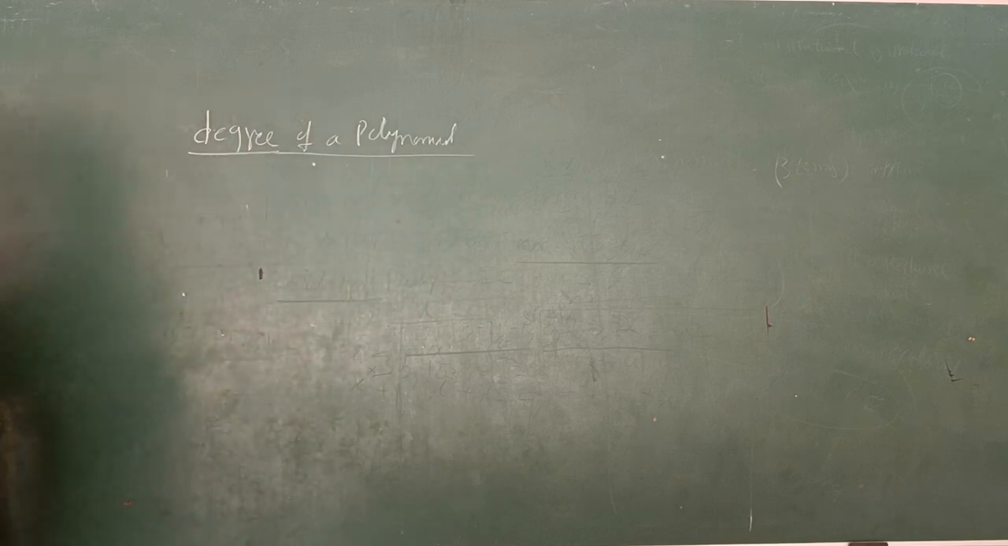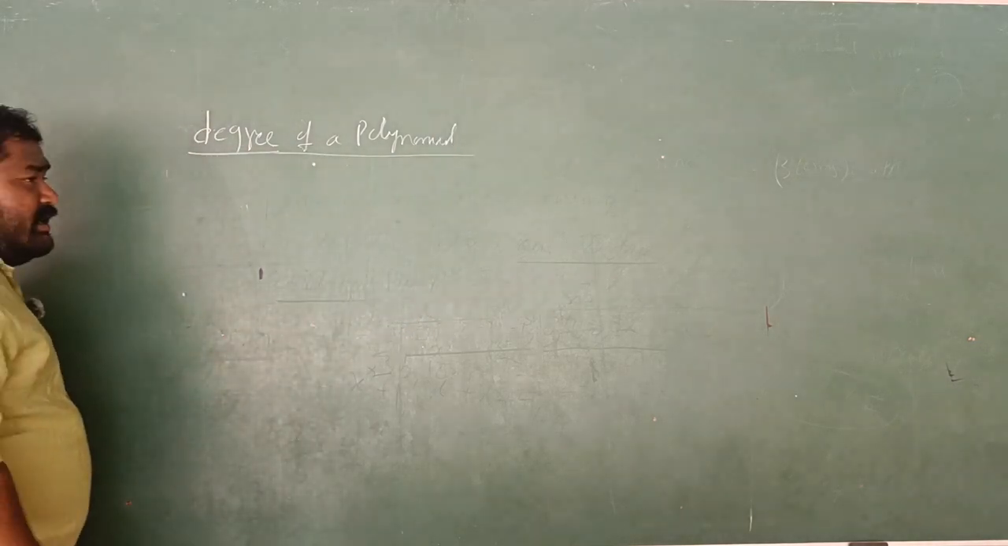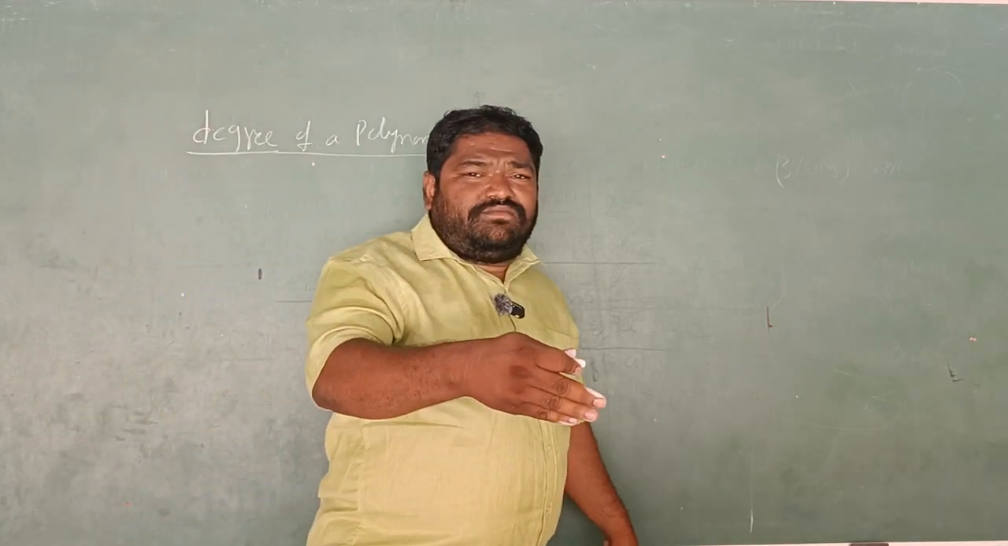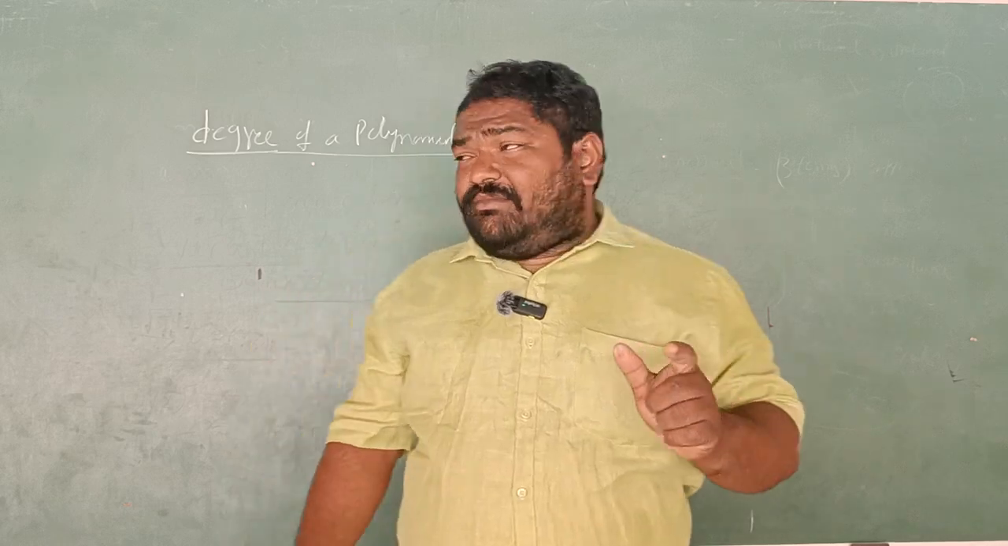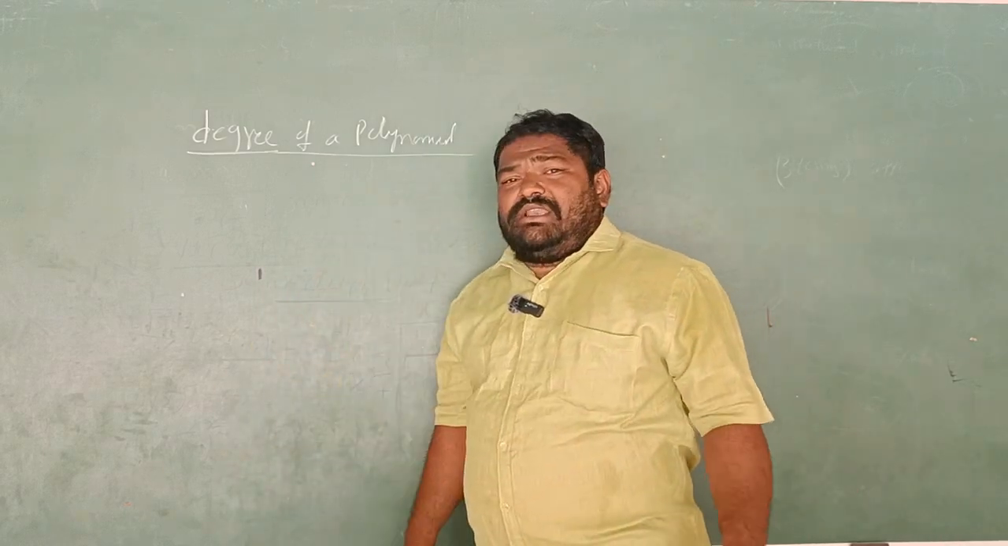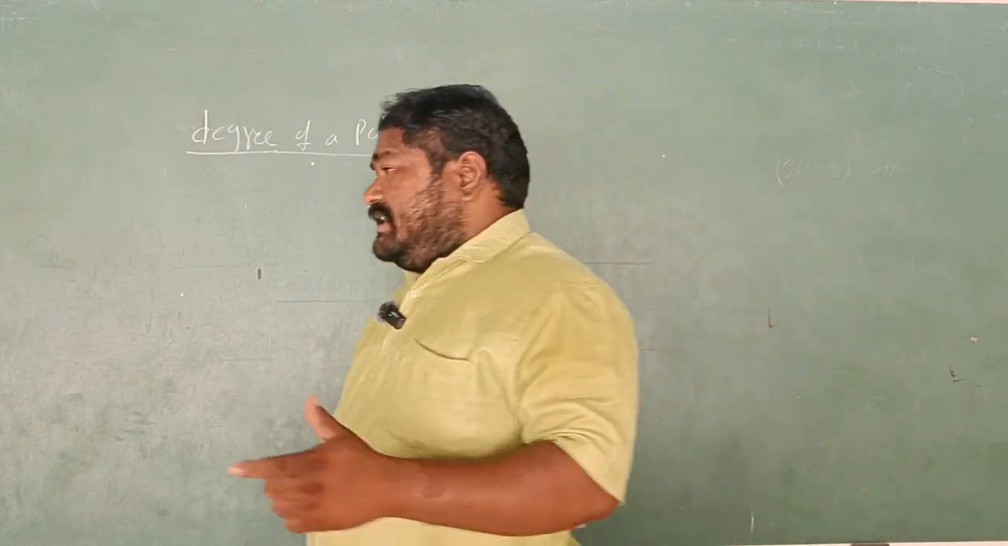Degree of a polynomial. Degree of a polynomial means the highest power of the variable in the given polynomial. The highest power of the variable in the given polynomial is called the degree.